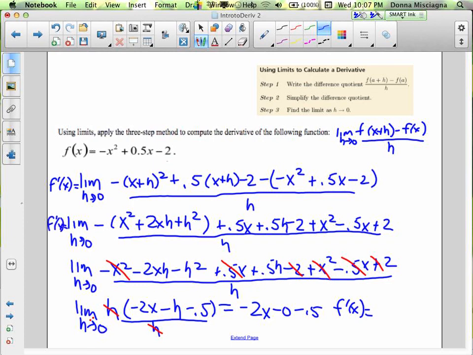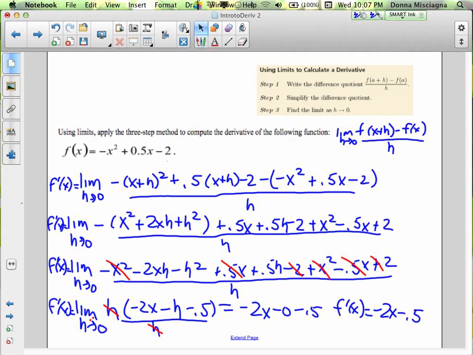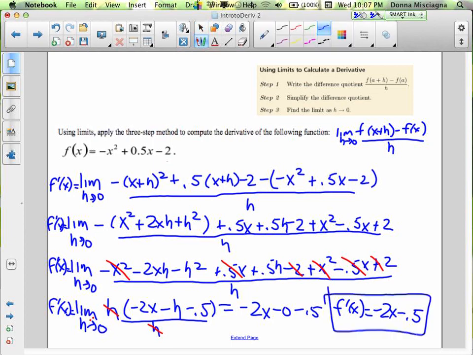And since I have a little bit of space, I'll squeeze it in, just so that we remember what we're finding. So f prime of x is equal to negative 2x minus 0.5. There we are. That equation represents our derivative. And if we want to know the slope of the tangent line, which is the instantaneous rate of change, we'll just plug into that equation there.